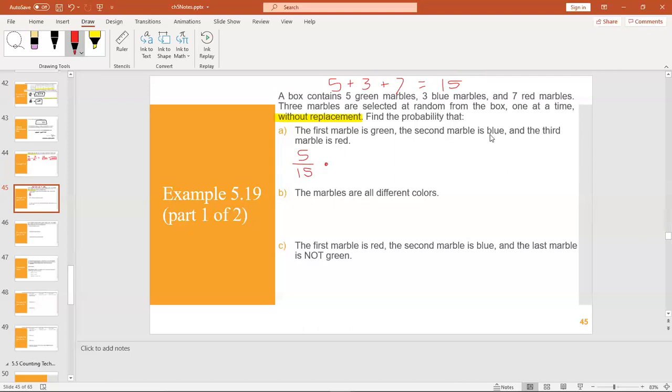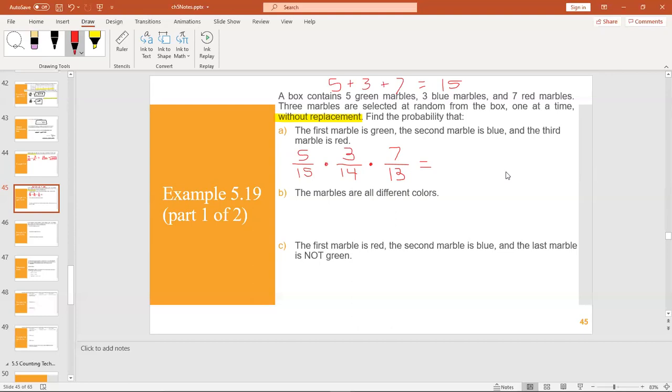Now I'm interested in the second one being blue. Well, there are still 3 blues because I took out a green, but all 3 blues are still there. Since I've removed 1 green marble, that means I'm down to 14 total of the possible marbles. From here, I can then say, all right, now I want the third one to be red. Well, all 7 reds are still there. I'm holding on to a green, I'm holding on to a blue. There's 2 that I'm holding on to. 13 are left that are possible to pick from.